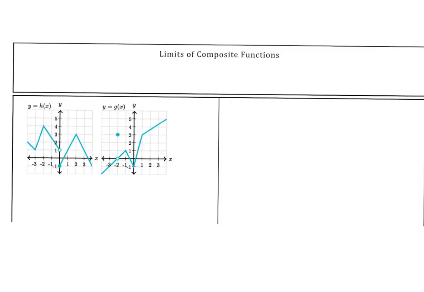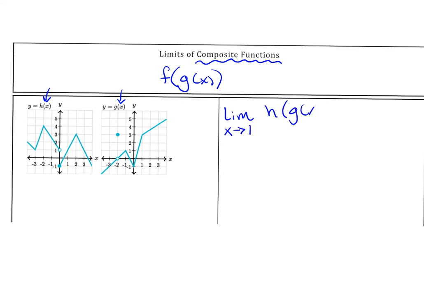Okay, although all of those properties were pretty self-explanatory, it's nice to know what you can and can't do with limits. Now we're going to quickly look at composite functions. From pre-calculus, you should remember a composite function looks like f of g of x. If we're looking at these two graphs, in this case I have h of x and g of x. The first one, let's look at the limit as x approaches 1 of h of g of x.